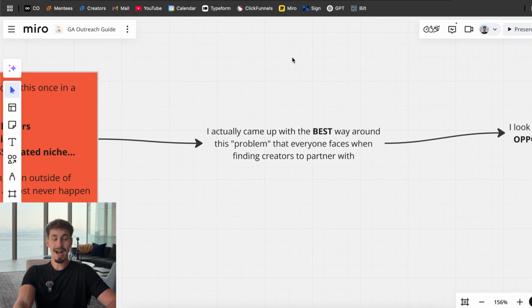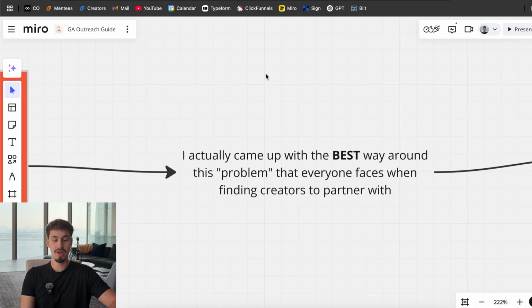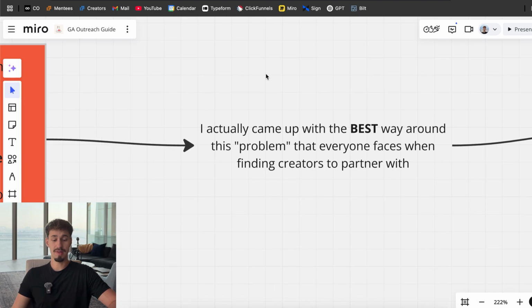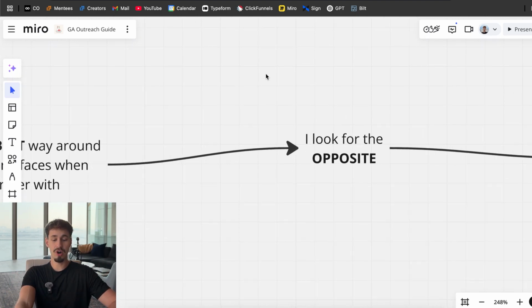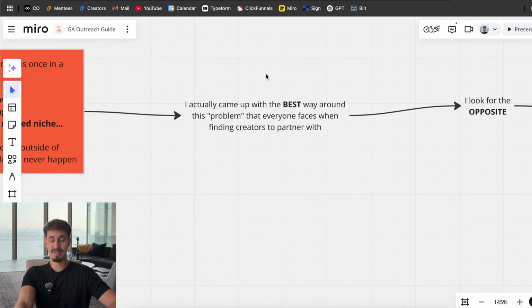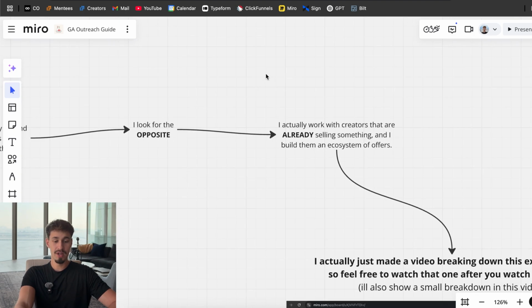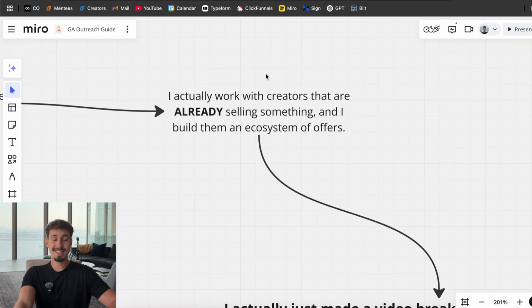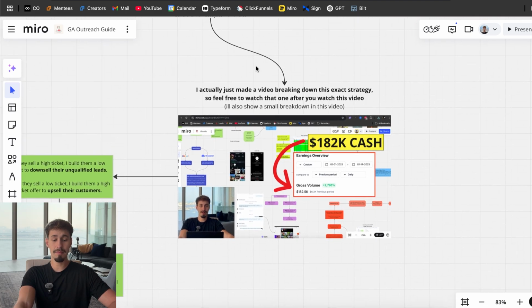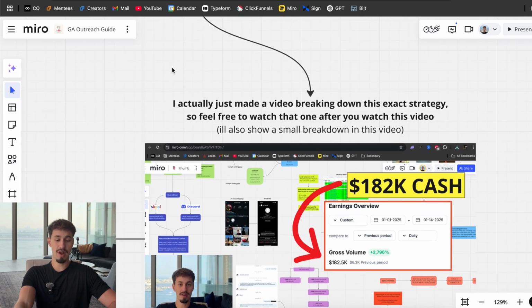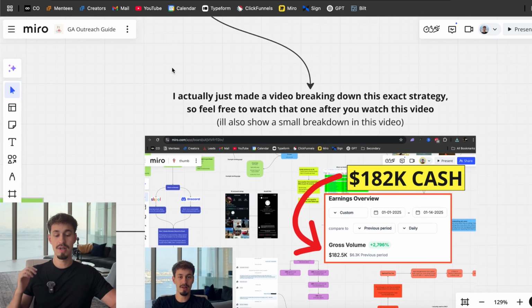So I actually came up with the best way around this problem that everyone faces when finding creators to partner with. Now, I put that as a problem because I actually look for the opposite. And in a lot of cases, I think the opposite is better. So I actually work with creators that are already selling something, and I build them an ecosystem of offers, mostly in the biz op niche is what I'm working with. And I made a video breaking down this exact strategy. Feel free to watch that one after this video.